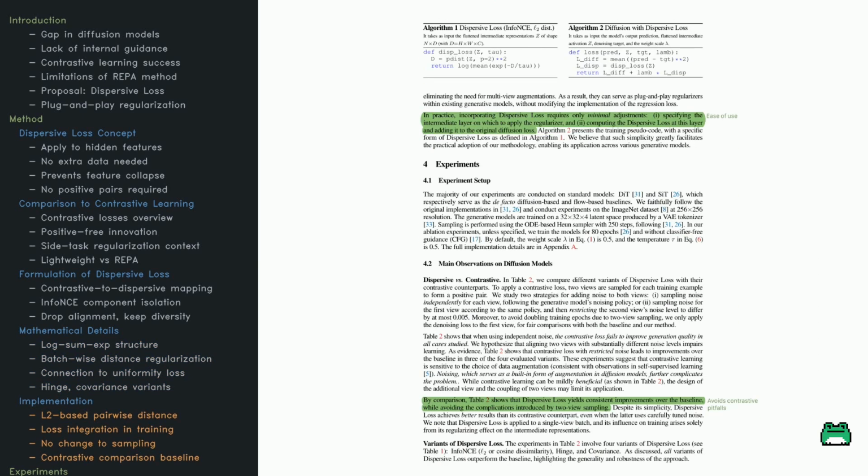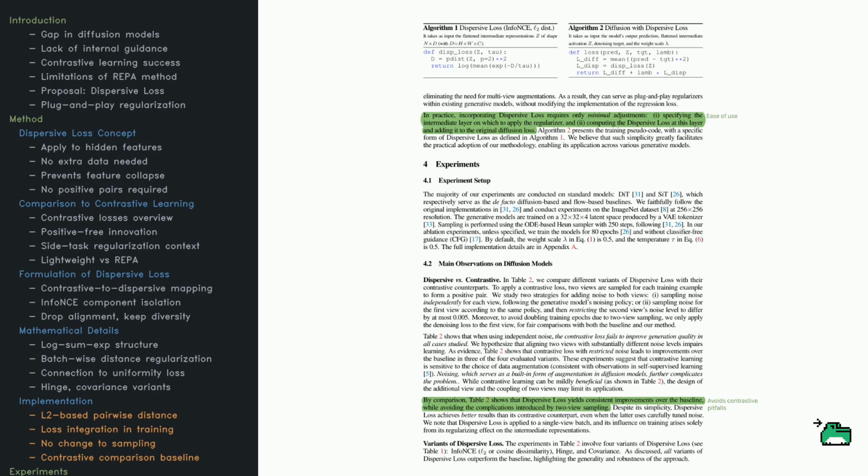So how do you actually implement this in code? The paper lays it out with two small algorithms. Look at Algorithm 1. It defines the dispersive loss using L2 distance. You take your batch of intermediate features, compute all pairwise distances, square them, divide by the temperature, and run a log-sum-exp. That gives you one scalar value representing how close everything is. And you want that value to be low. Now check Algorithm 2. This is where the loss gets used during training. You compute your usual diffusion loss, the mean squared error between the model's prediction and the denoised target, and then add the dispersive loss to it.